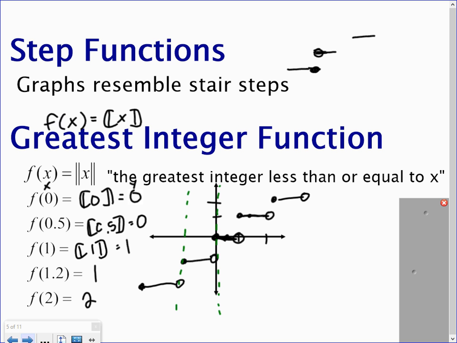What was the parent graph? This. We could do things to the greatest integer function like add 4, and then it would go up 4. So this step that would normally be right here would be up 4. But this is the parent graph where the first step is at 0 from the origin. Is the domain negative infinity? Yes. Because we have them connecting at those locations.